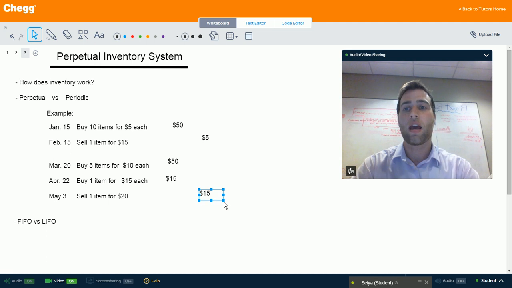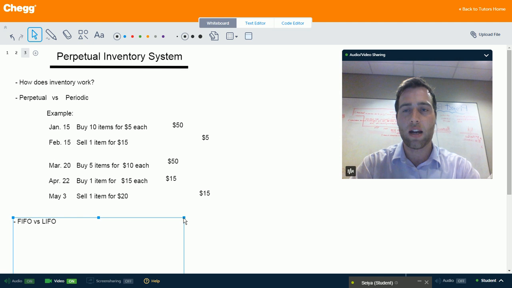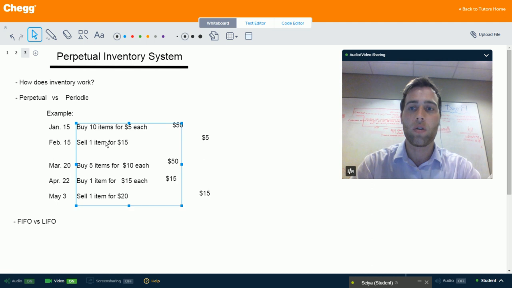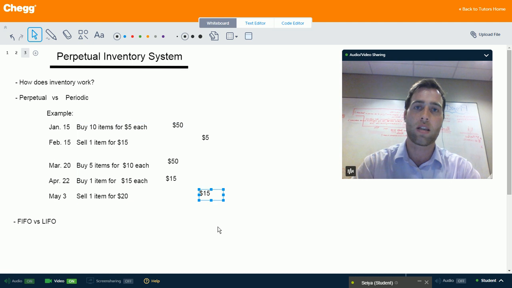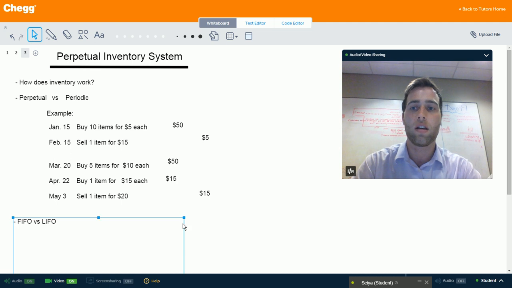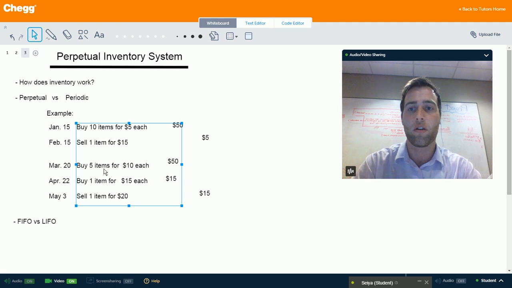Okay, and then just as an example, just so you understand how this might be different than periodic, if we were doing periodic LIFO, we wouldn't even consider what we had in February and what we had in May. We would just consider what we had at the end of this year. So at the end of the year, we would go back and say, hey, we sold 2 items. And if we're using LIFO, we'll say that we'll use the most recently purchased items, which is going to be 1 from April and then 1 from March.